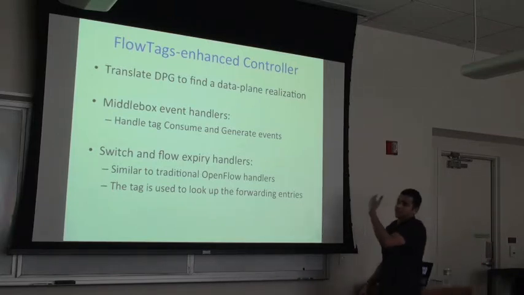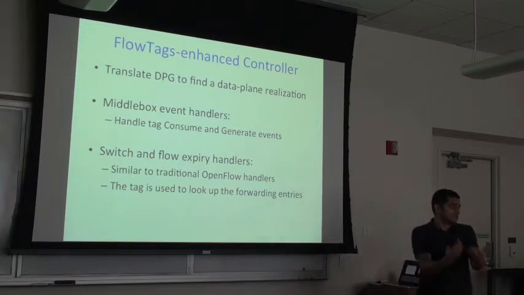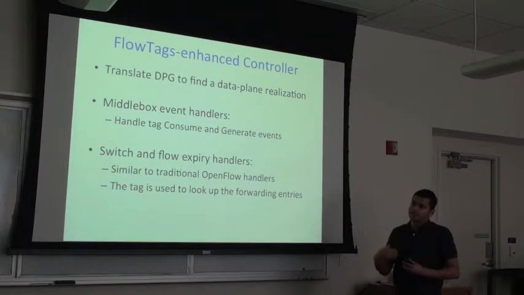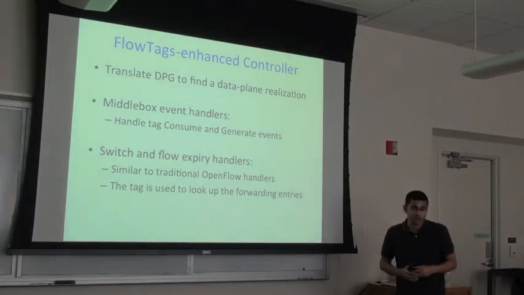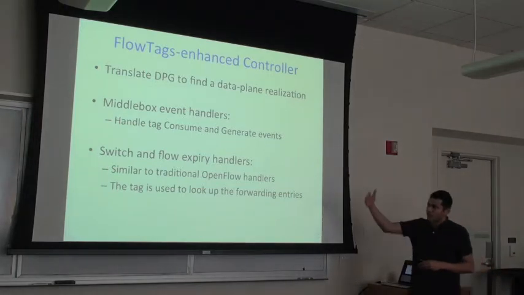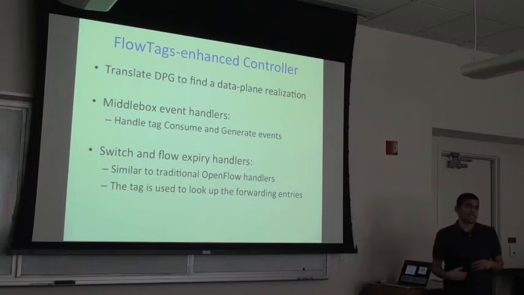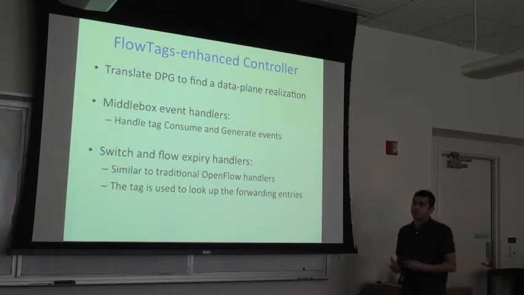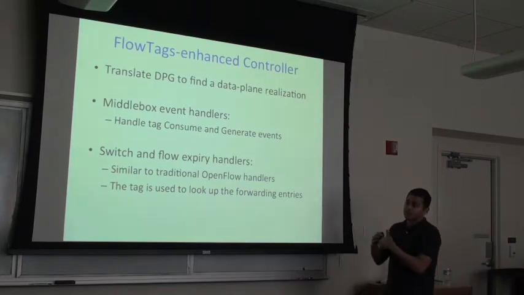In addition, it has to support new event handlers, similar to, say, a packet-in or a flow-mod handler that you have in OpenFlow. You would need a tag consumer and tag generate handlers in the controller. And it also has to handle expiry: if a flow expires, I can repurpose this tag for other things. So it also needs corresponding flow expiry handlers. We built this as an extension to POX, with custom extensions to support the tagging logic.